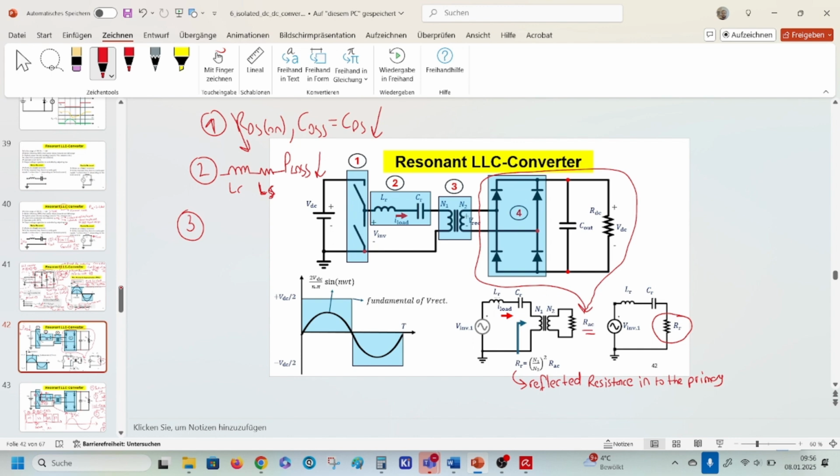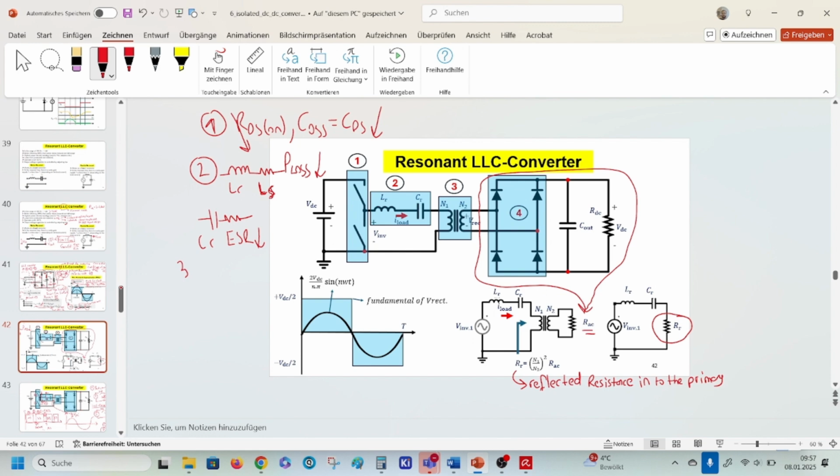And the capacitor has also an ESR value. This should also be a very small value. What else can we say? I think these are the main factors, the series resistance of inductance and capacitance.